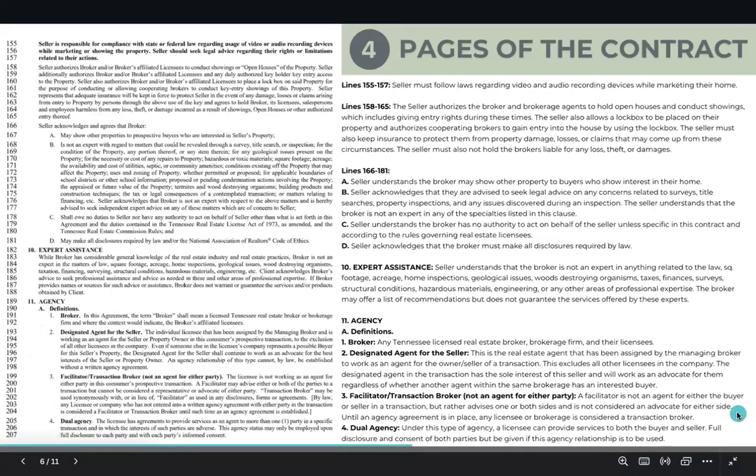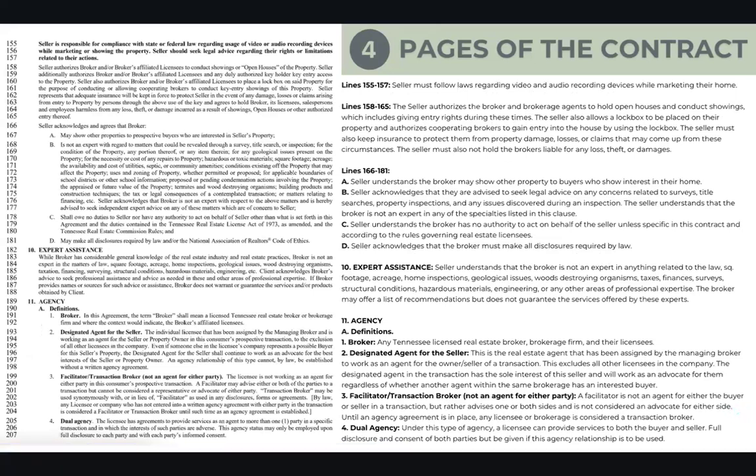Lines 155 to 157. The seller must follow laws regarding video and audio recording devices while marketing their home. Lines 156 to 165. The seller authorizes the broker and brokerage agents to hold open houses and conduct showings, which includes giving entry rights during these times. The seller also allows a lockbox to be placed on their property and authorizes cooperating brokers to gain entry into the house by using said lockbox.